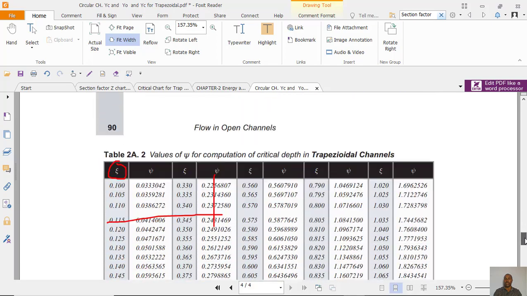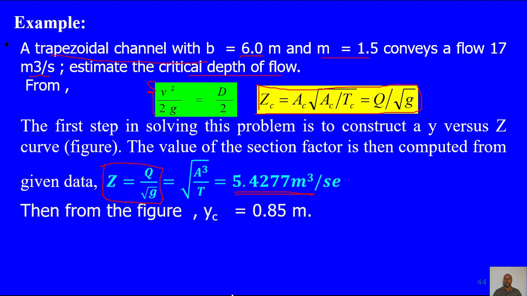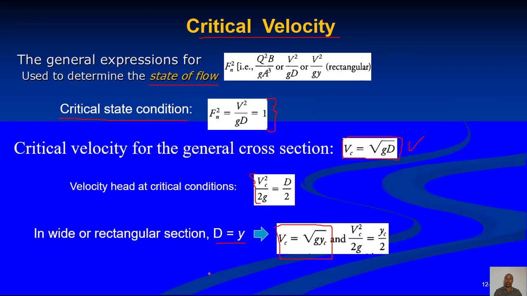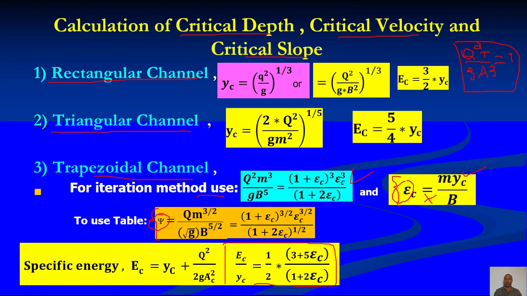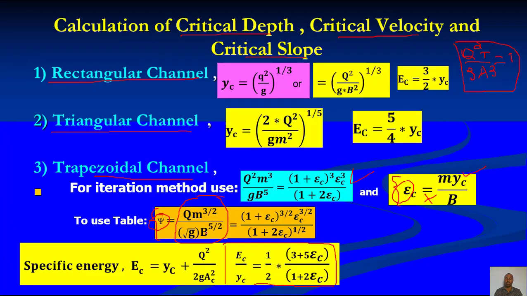This is for the circular channel and this is for the trapezoidal channel. So psi would be computed. Psi is simple. This is psi, which is the section factor divided by b to the power of 5/2. Then finally we calculate the result. Then once you have this, you can compute.